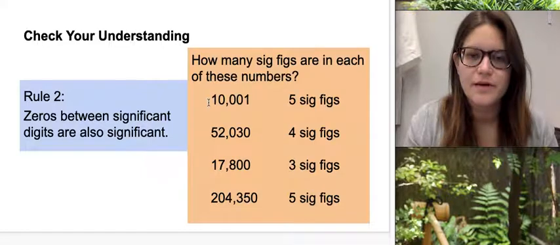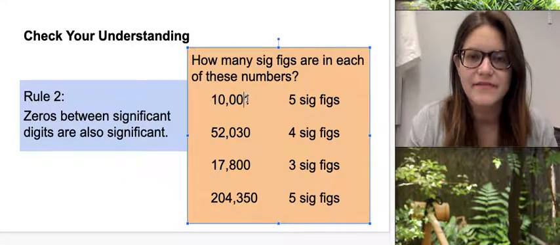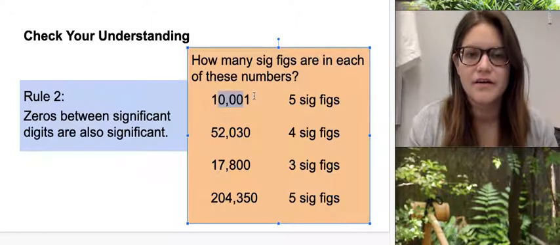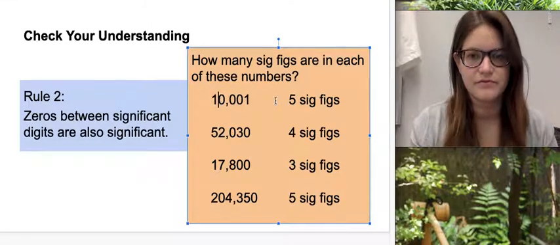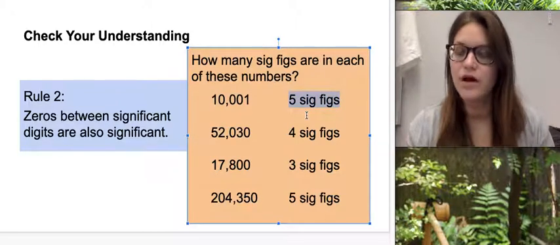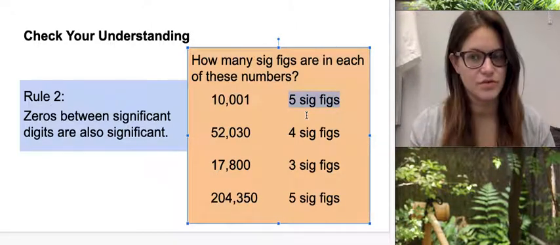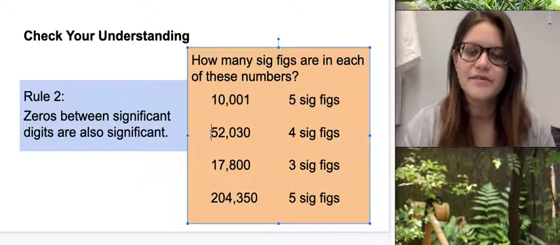In this first one, because we have this 1 at the end of the number, all of the numbers in between are considered between significant figures. So all of these numbers do count. We know that these numbers in the middle have not been rounded off. And so we have 5 sig figs here. If you got that one wrong, go ahead and correct it now. This is just notes.